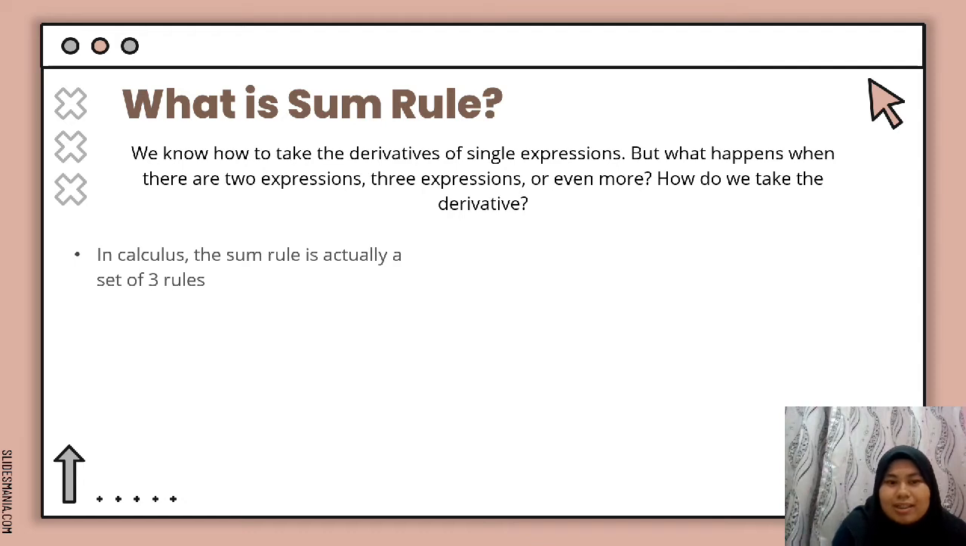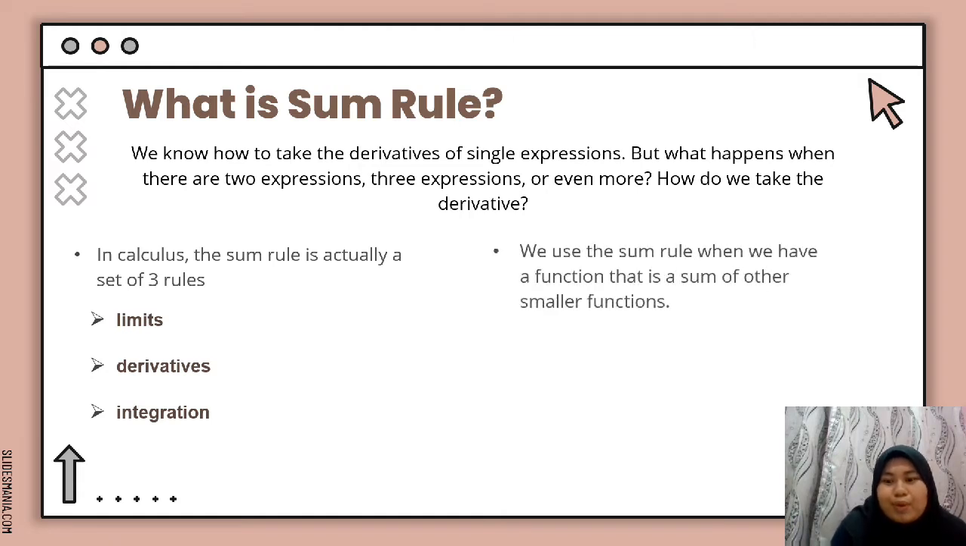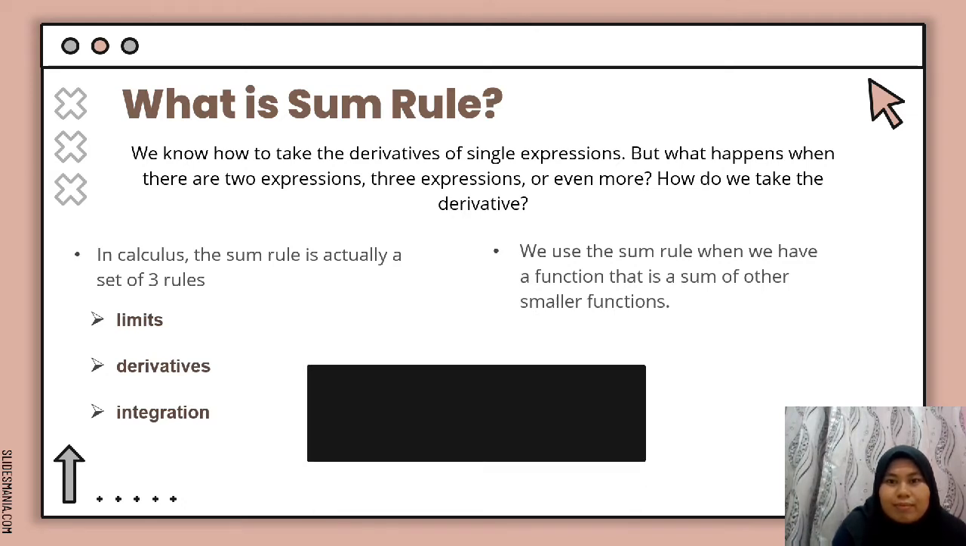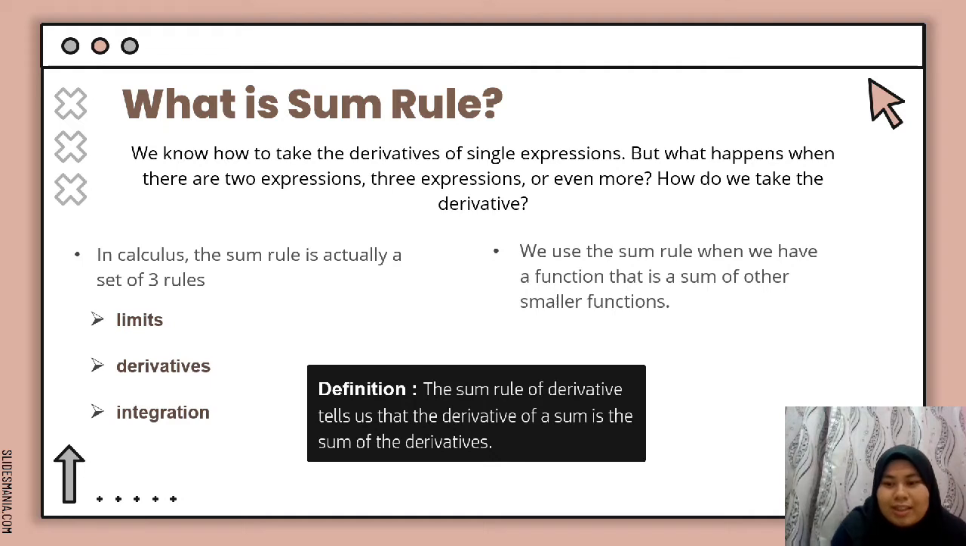In calculus, the sum rule is actually a set of three rules. First, it is a limit. Second, derivatives. And third, it is integration. We use the sum rule when we have a function that is a sum of other smaller functions. At this point, we will look at the sum rule of derivatives. What is the sum rule of derivatives? The sum rule of derivatives tells us that the derivative of a sum is the sum of the derivatives.